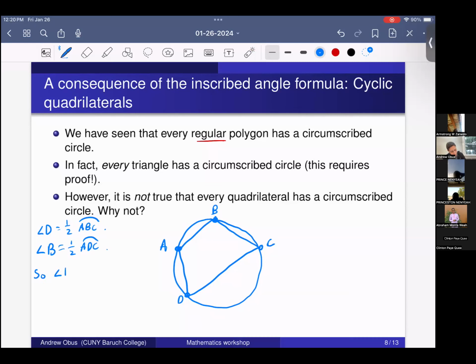So what if we add them together, angle D plus angle B? This is equal to 1/2 of arc ABC plus arc ADC.